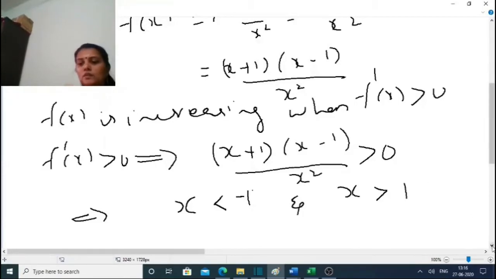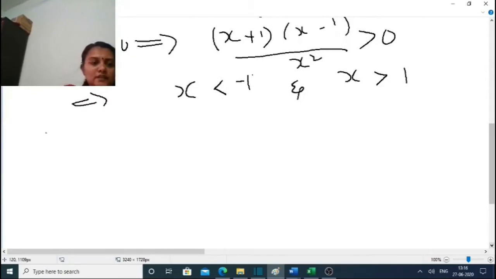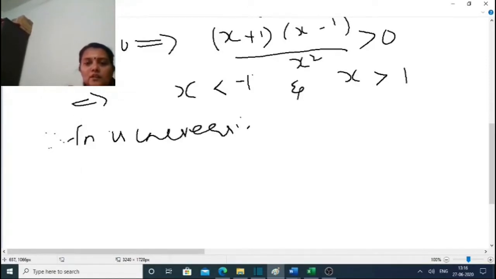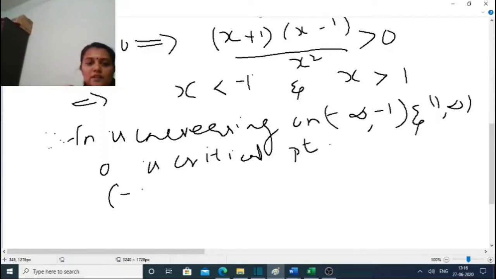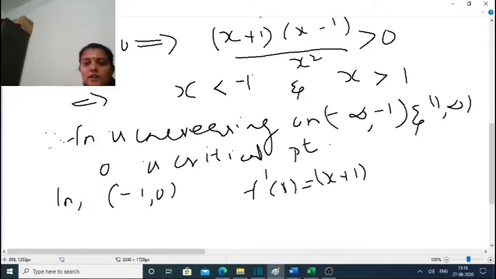Therefore the function is increasing on minus infinity to minus 1 and 1 to infinity. Now 0 is the critical point, so we have to check that interval also. So consider minus 1, 0. In minus 1, 0, f dash x equal to x plus 1 into x minus 1 by x square.